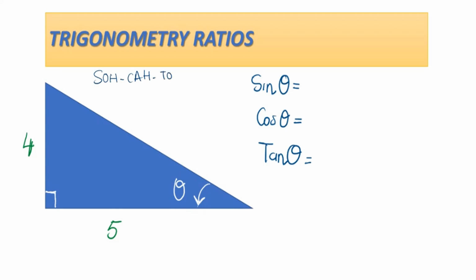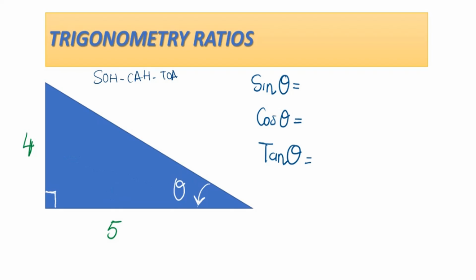We said that to help us define our trig ratios, we need to use SOHCAHTOA. Meaning that the sine of our angle theta will be your opposite over your hypotenuse. Your cos of your angle theta will be your adjacent over your hypotenuse. And your tan of theta will be your opposite over your adjacent. But guys, I'm sure you have noticed that there is something missing from this triangle.